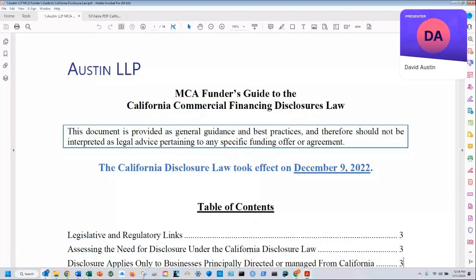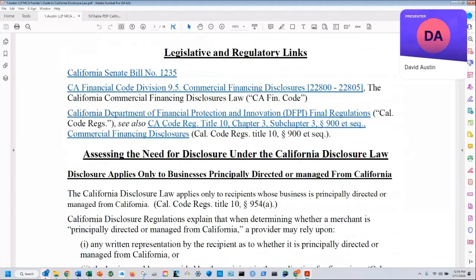I'd like to show you a little bit about the Austin LLP Funder's Guide. What we cover is first a full link to legislative and regulatory documents. This will be useful if you want to follow up or if you find yourself in a litigation and you need to support what and why you did and when.